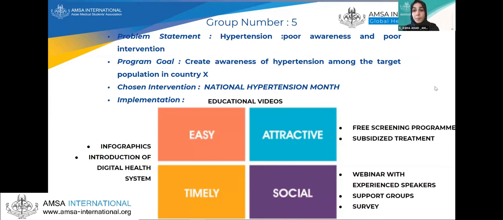May it be combating the pandemic and so many ongoing things. So we want to make it more socializing. And in the implementation, obviously, we want to make it easy and attractive. So we will start with some educational videos. And yes, easy and timely, because it would be time consuming to introduce people to digital health and infographics. So we put it inside the easy and timely section, because funding would be an issue with the digital system, and people are not that aware about the digital system.